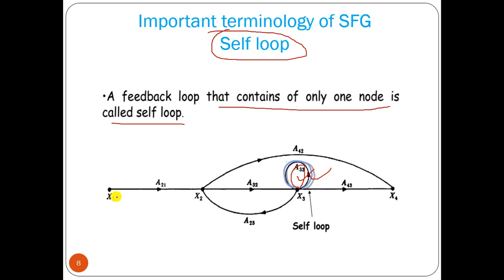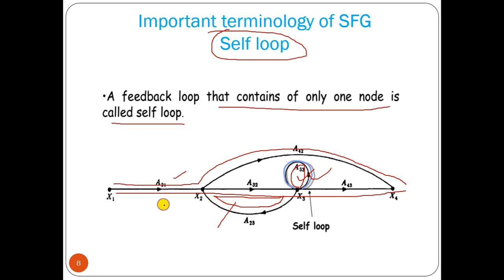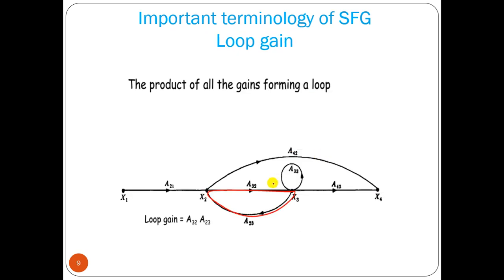And in this case what we can say, this is your one forward path, okay, this is your second forward path, okay, and from here to here coming back to this is your loop. So we have two forward paths, one loop and one self loop. Okay. So from any signal flow graph, we have to identify how many forward paths are there, how many loops are there, how many self loops are there, that we have to find out. That is the first thing.